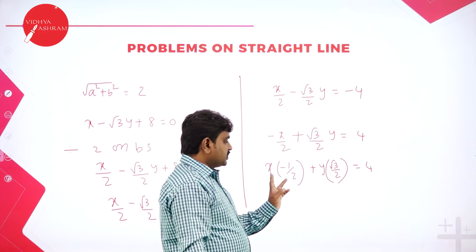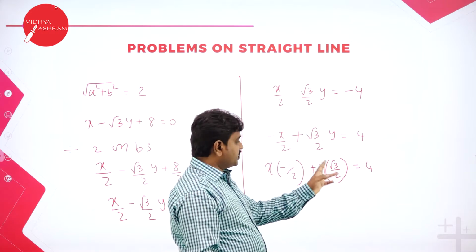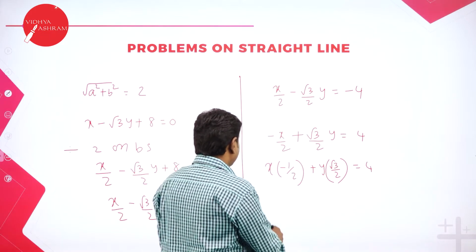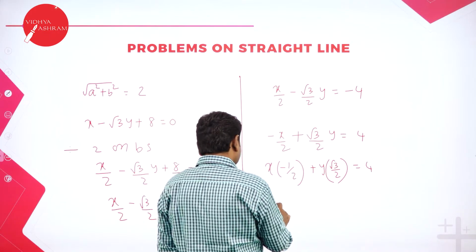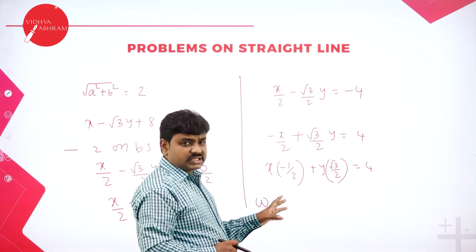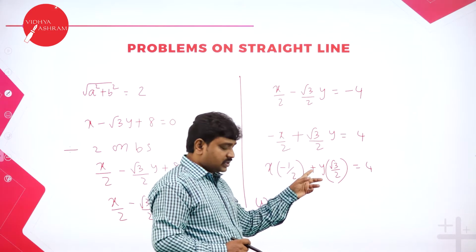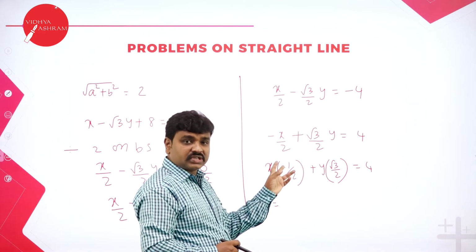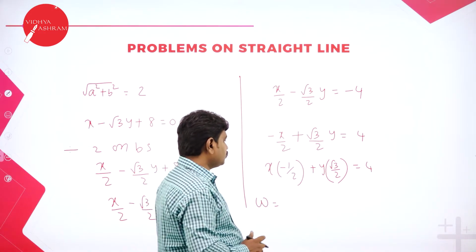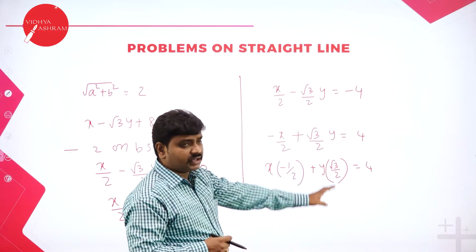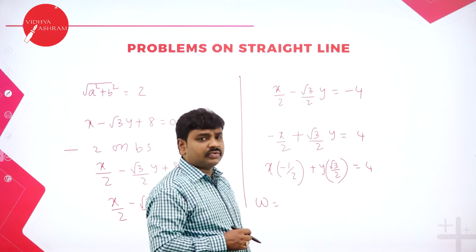So now it is in the form of x cos omega plus y sin omega is equal to 4. So omega is... along with x we'll have cos, along with y we'll have sin, but here cos is negative, sin is positive. So depending on this we have to rearrange. If you observe, along with y we have sin theta.